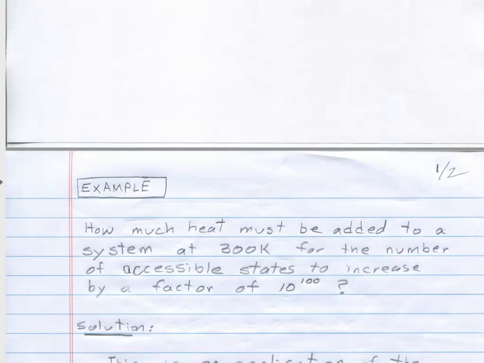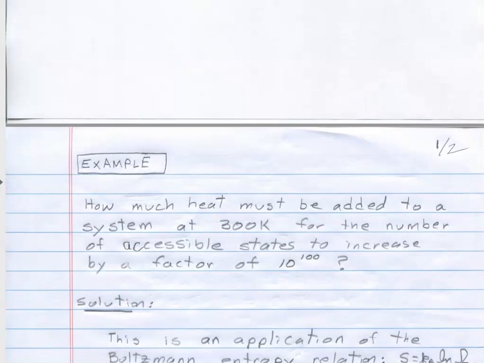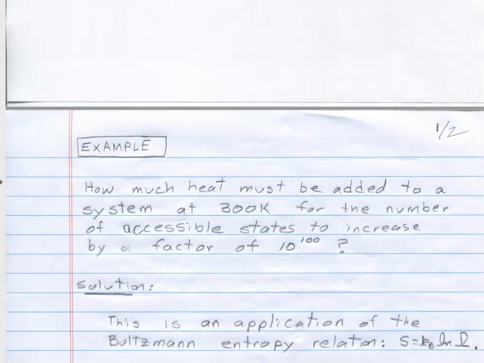Well, we're now at a point where we can begin to start working some example problems, and let's start with really a pretty easy one, related to just what we've been talking about in this lecture. And here the problem statement is: how much heat must be added to a system at 300 Kelvin for the number of accessible states to increase by a factor of 10 to the 100, which is a lot, right? Yeah. It's a huge increase. And the solution is pretty straightforward.